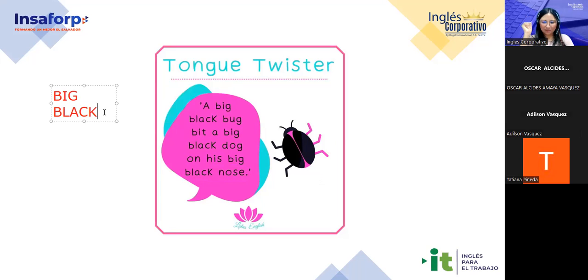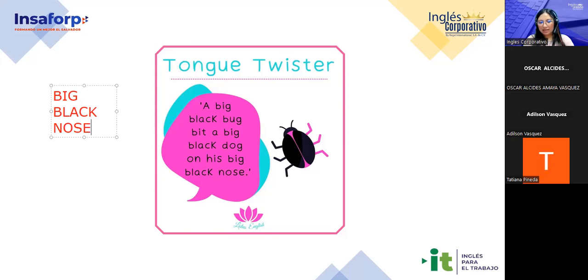Big. La G, escuchan eso, black. Pero si terminan en vocal, muchas veces es suave. Miren esta, nose. Se queda como en el sonido de la S. Nose.